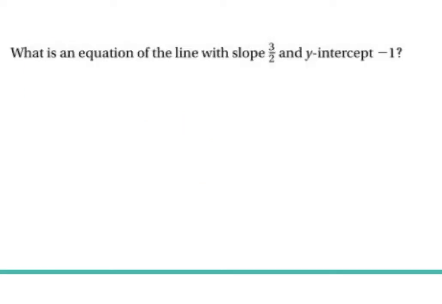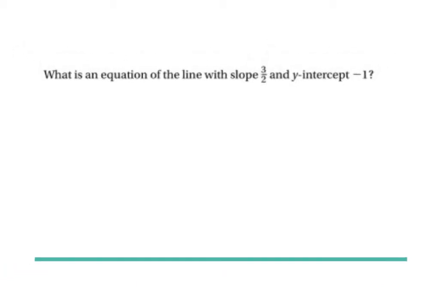Let's do one more. What is the equation of the line with the slope 3 over 2 and the y-intercept negative 1? Y equals what? 3 over 2x minus 1, or plus negative 1, okay? It's the same.